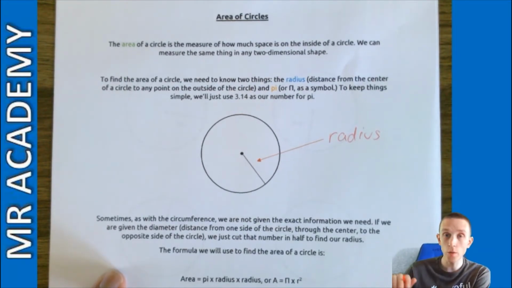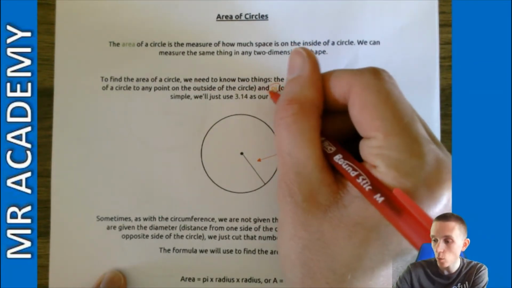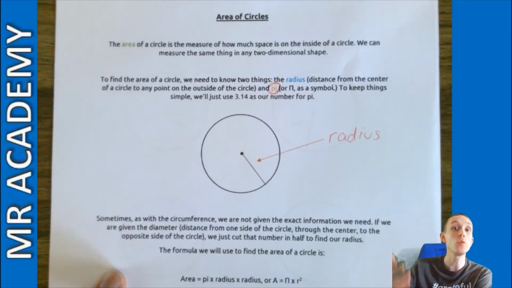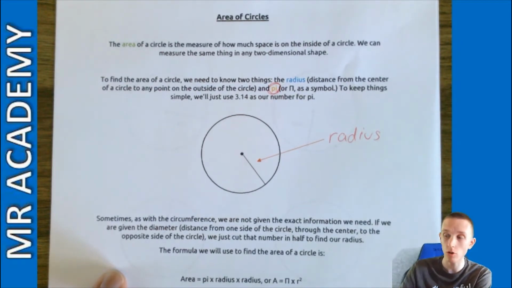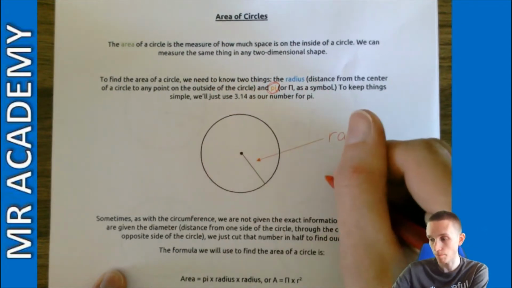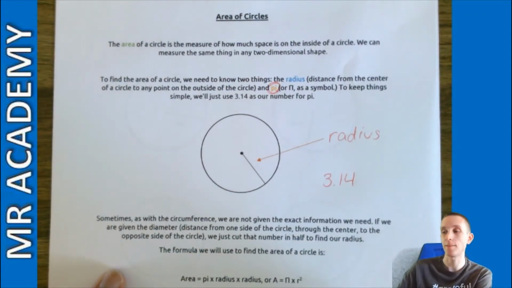Now the other thing that we do have to know is our pi, which we talked about last time as well. Not the pie that we eat, but the Greek symbol that stands for a number that we use all the time for circles. It's a constant. It's a number that doesn't change. Now for our case, we're just going to use 3.14. And I'm going to write that down here bigger so that we don't forget.